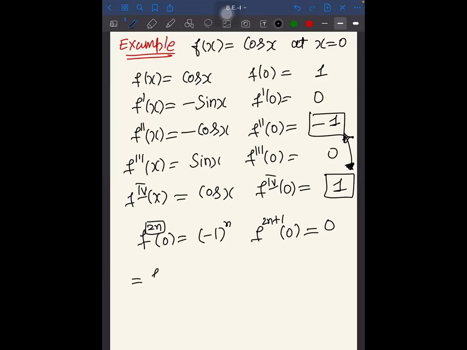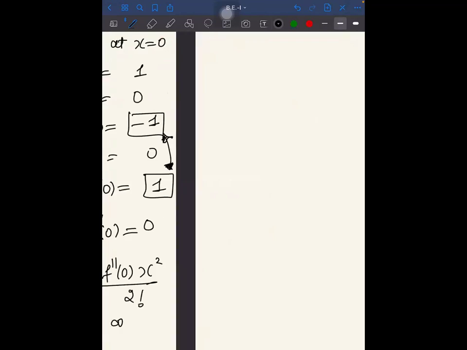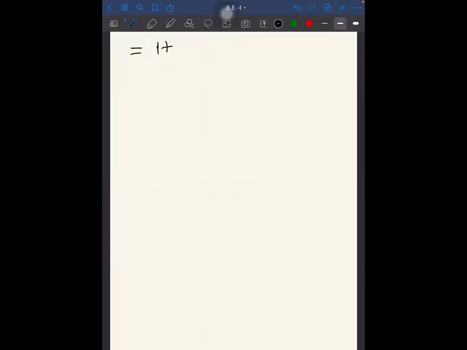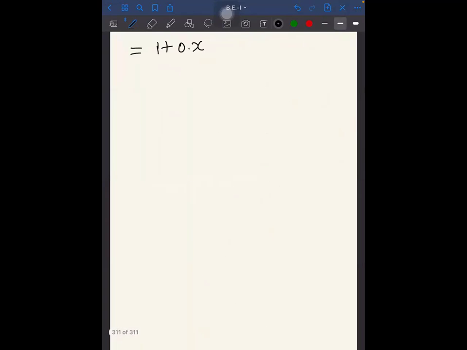Now if we want to express cos x in terms of the Taylor series, how are we going to do it? Again, the expression would be the same: f0 plus f dash 0 times x plus f double dash 0 times x square upon 2 factorial plus f triple dash 0 times x cube upon 3 factorial, and so on up to infinity. So f0 is 1, plus the next term is sine, so 0 times x, third term minus x square by 2 factorial, fourth plus, and so on up to infinity. That was the general expression; I'm filling in the values now.